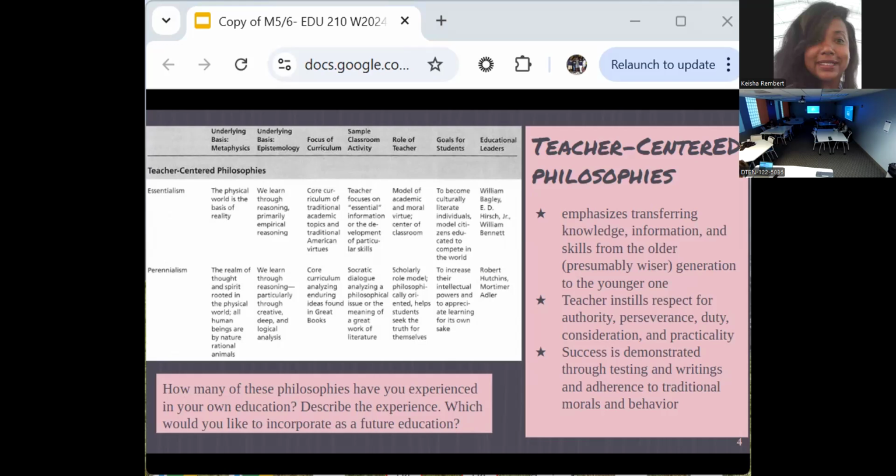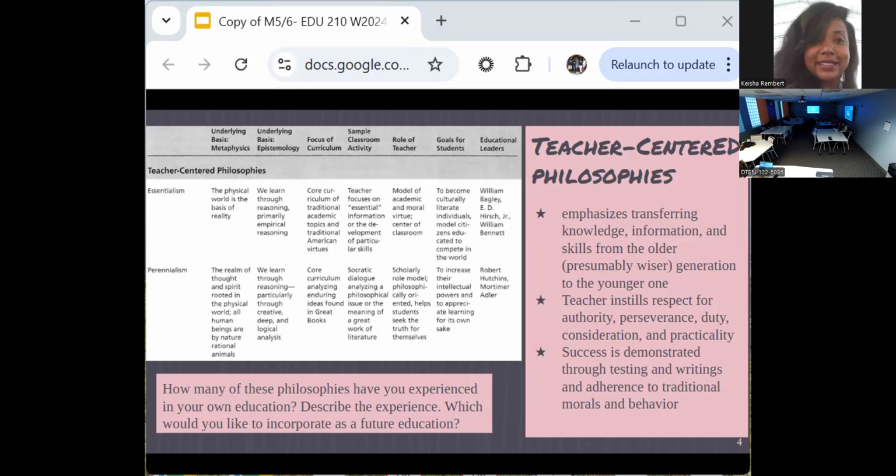The role of the teacher is as a scholarly role model. They are philosophically oriented, so they're going to do a lot of question posing to you and not really give you answers. They're going to have more questions than answers. They're going to help students seek the truth for themselves, which is never a bad thing.